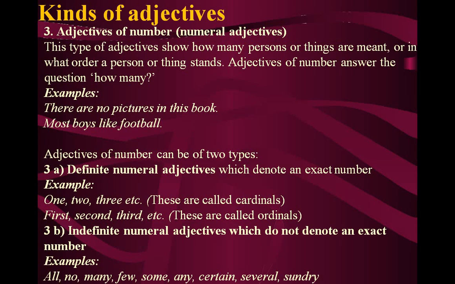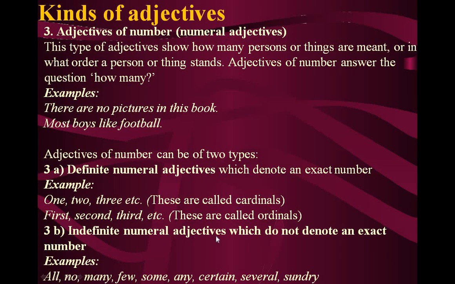Okay, so adjectives of numbers are of two types further. The first one is definite numeral adjectives, which denote an exact number like 1, 2, 3 or first, second, third. The numbers 1, 2, 3, 4, 5, 6 up to infinity are called cardinals. You must know this if you have gone through this topic in maths. And the other ones are called ordinals, which show the position.